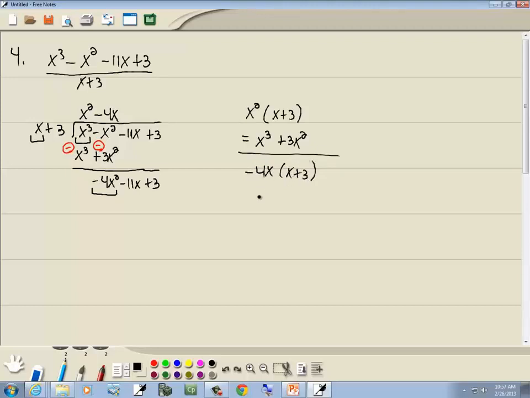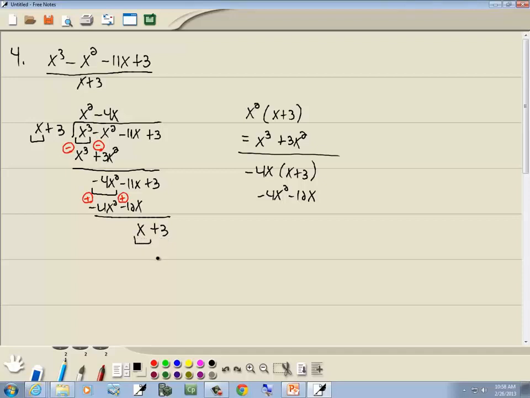Negative 4x times x is negative 4x squared. Negative 4x times 3 is negative 12x. There we go. We're going to subtract that line, which means flip signs. So this negative becomes positive, this negative becomes positive. Negative 4x squared plus 4x squared drops away. Negative 11x plus 12x gives us positive 1x, or just x. And I'll bring down the 3.